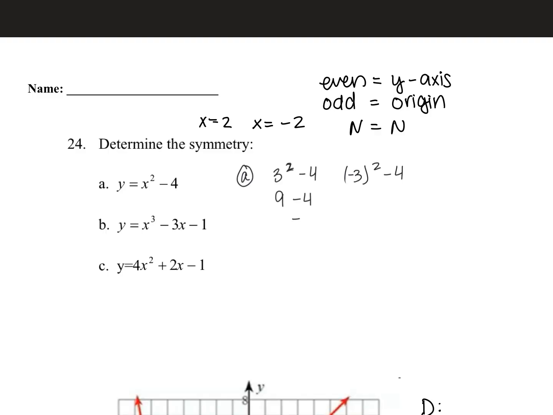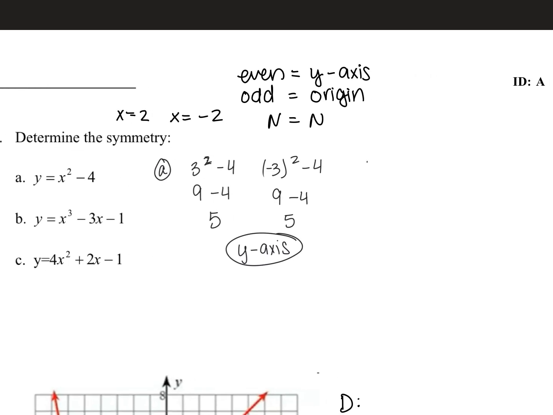And I'm going to end up with 5. Same thing here, negative 3, oops. I'm going to go ahead and get positive 9 minus 4. And this is even, so my answer is going to be y-axis.